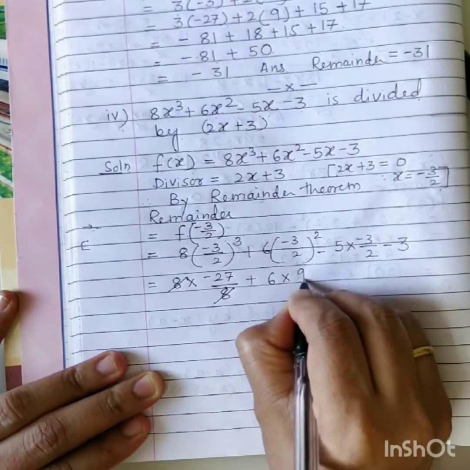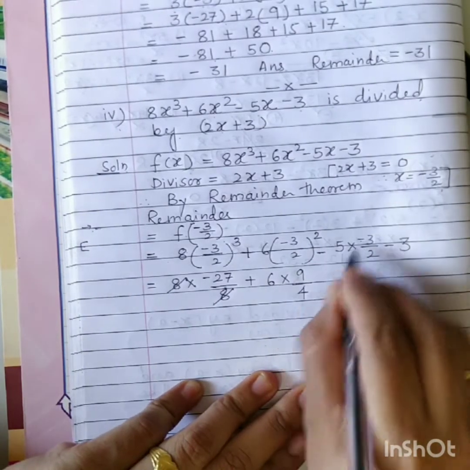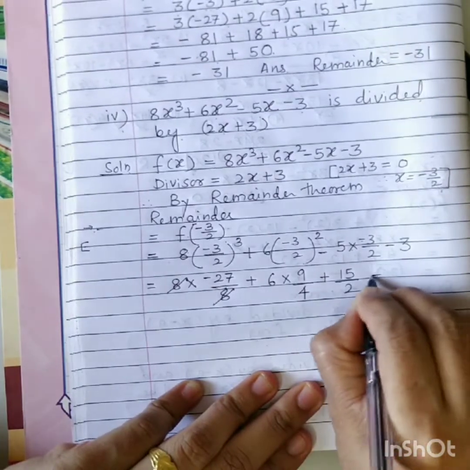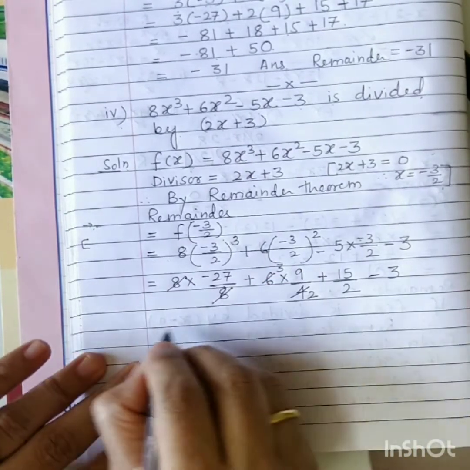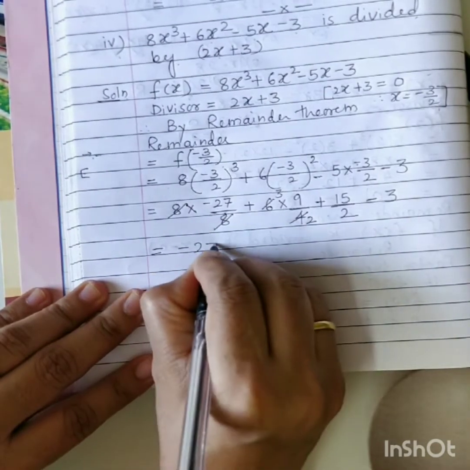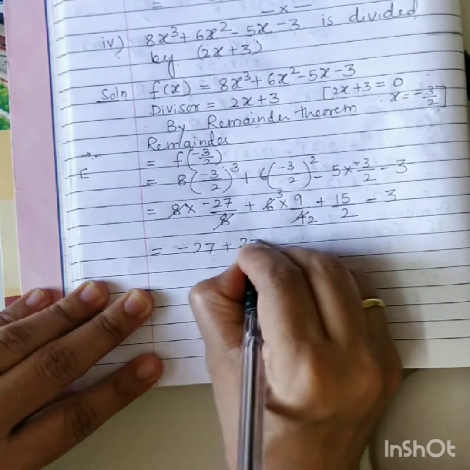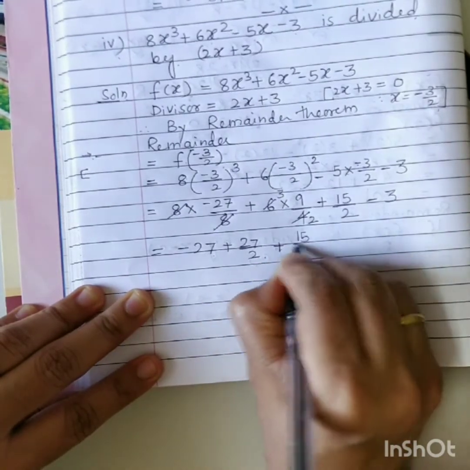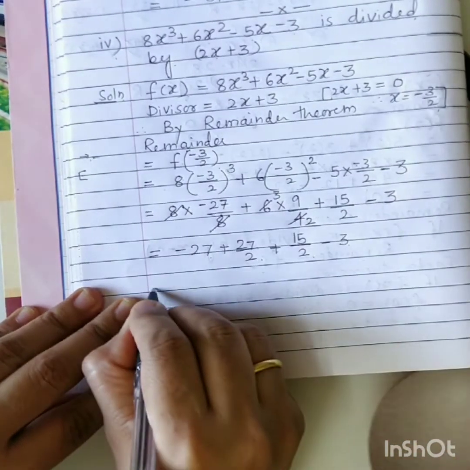is equal to 8 into minus 27 upon 2 cube, that is 8, which gets cancelled here, plus 6 into plus 9 upon 4. Minus into minus, plus 5 threes are 15 upon 2, minus 3, you can see here, by 2 you can cancel it. So, what do you have? Minus 27 plus 27 upon 2 plus 15 upon 2 minus 3.